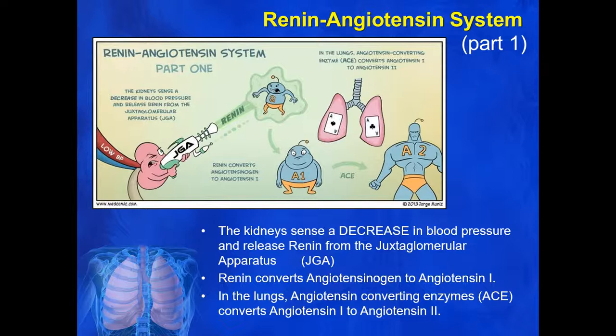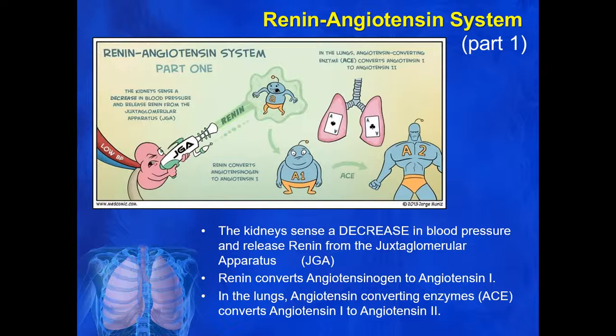In this cartoon, you're going to see the low blood pressure in the renal arteries or renal veins going into the kidney. The kidney looks a little worried because it's releasing renin. These are the tubules that leave the kidney that release urine. The kidneys sense a decrease in blood pressure and release renin from the JGA, which is the juxtaglomerular apparatus.